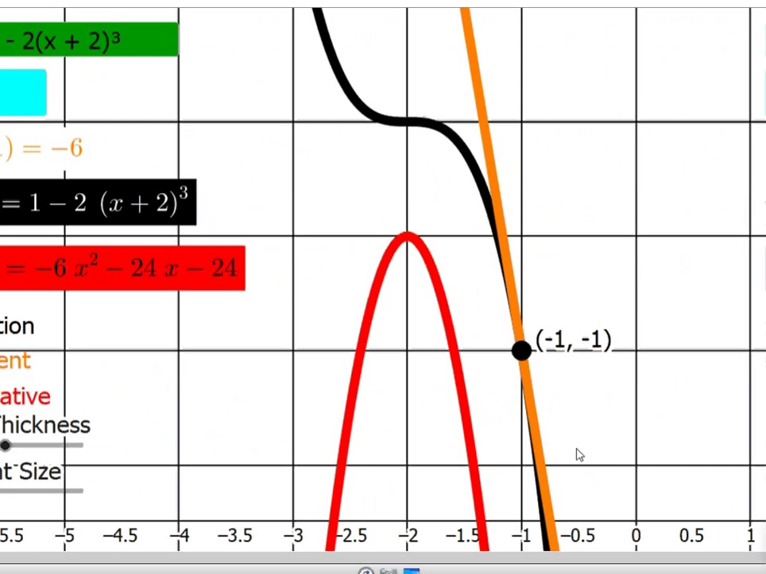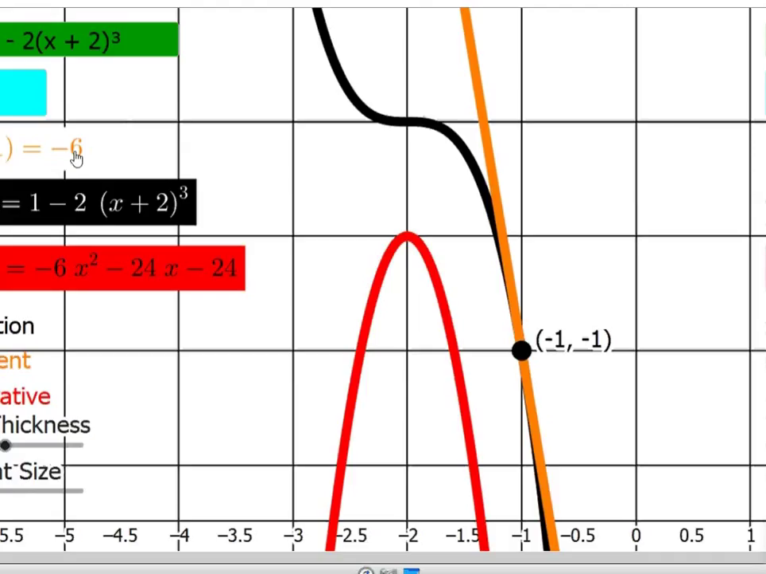Just wanted to remind you of what the derivative is. Remember that, so this red graph right here is the derivative of our original graph. In this case it's 1 minus 2 times x plus 2 cubed, right? But why do we have this? You know, what is the derivative? Well, the derivative function gives you the slope of the tangent line at a specific point. So, for example, if I were to plug in -1 into this red function, it would give me the slope of this orange line, which is -6.